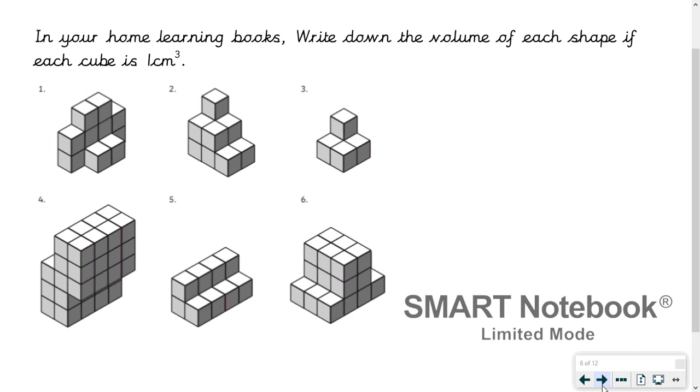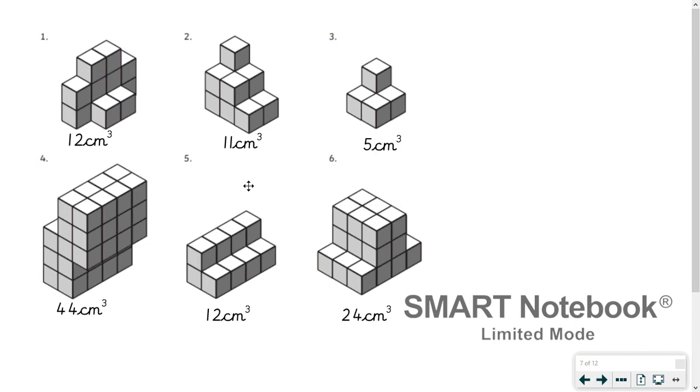Wonderful. So hopefully we were okay with counting those cubes and working out the volumes of a shape using cubes. So the first one was 12 centimeters cubed. Next one was 11 centimeters cubed. Then 5 centimeters cubed. We'd already done that one. 44 centimeters cubed for the big one. 12 centimeters cubed. And 24 centimeters cubed here. So just give them a quick mark and we shall move on.